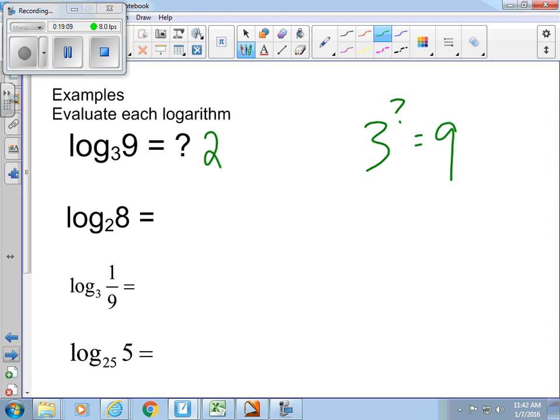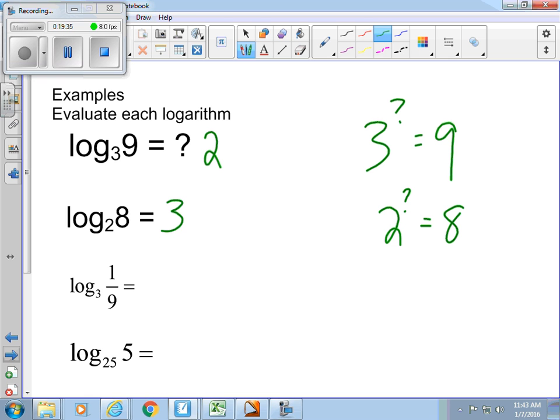Log base 2 of 8. What am I going to ask myself? 3. Okay, why 3? It's 2 to the third power. Any questions about that one?